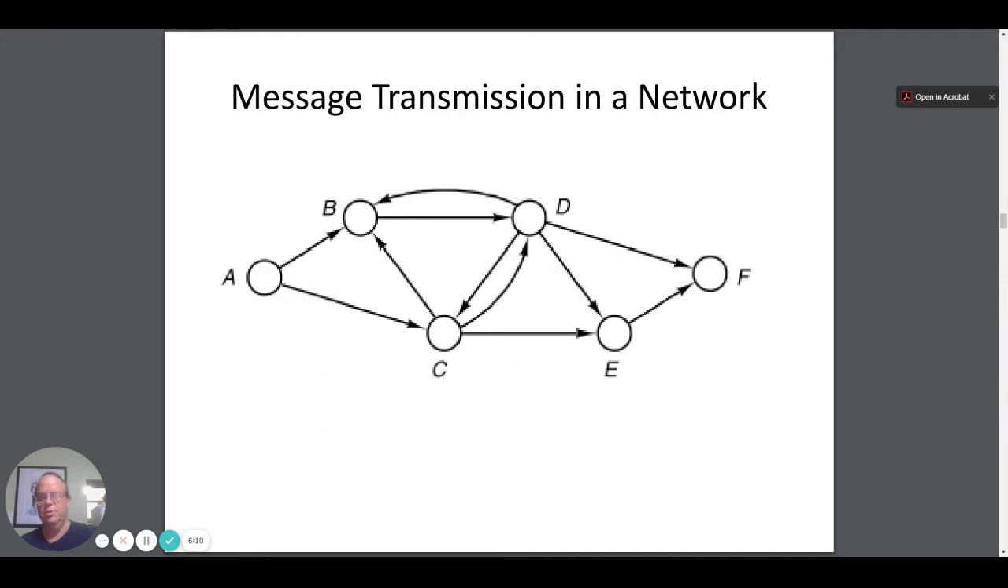A message transmission in a computer network. Here we can see that we can send a message to either B or C as a node within that network. B can go to D and D can go back to B. But after you leave A, you can't get back to A. So that's an example of a directed graph.